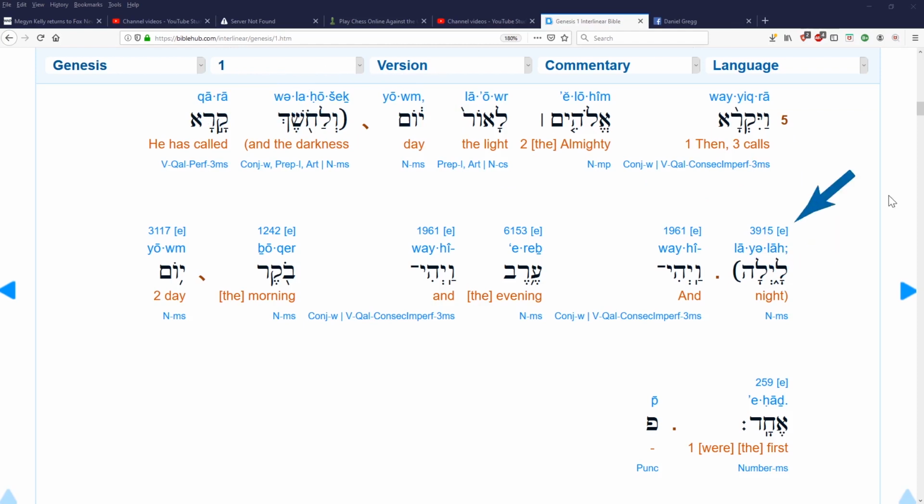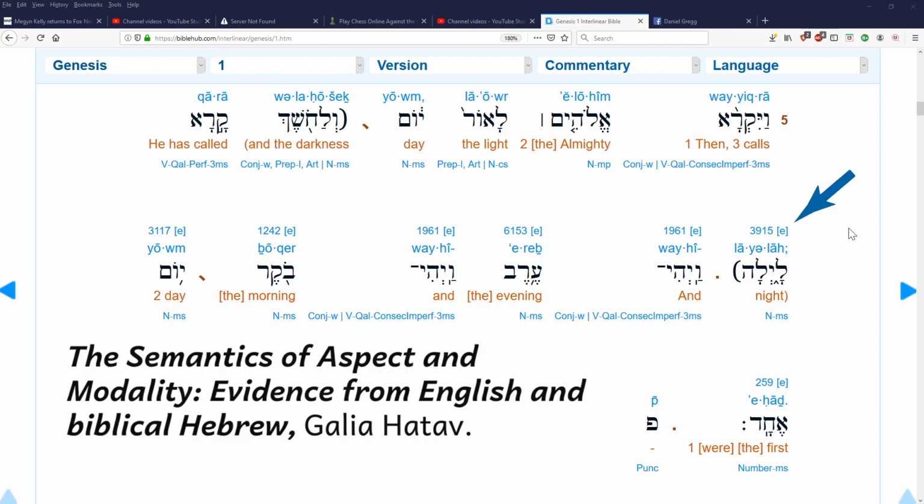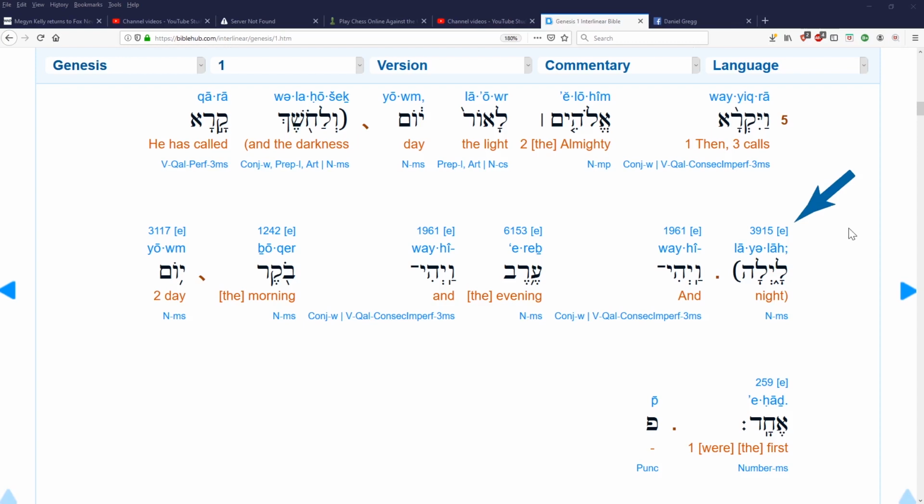If you are interested in more information on this way of using the perfect to background information, I suggest the book, The Semantics of Aspect and Modality, Evidence from English and Biblical Hebrew, by Galia Hatav. Galia Hatav is a linguist who did her research in Hebrew at the University of Florida, Gainesville, and she explains this idea of backgrounding information.